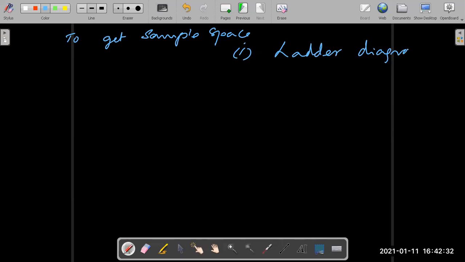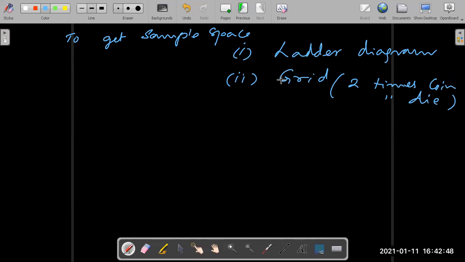So there are 2 types of representations. To get the sample space, we use something called a ladder diagram, or the second one we call a grid. Especially when you are throwing something 2 times, like a coin 2 times or dice thrown 2 times, you will use the grid.